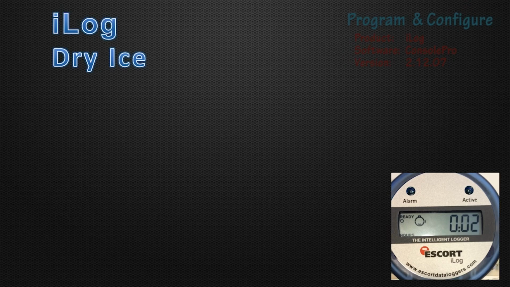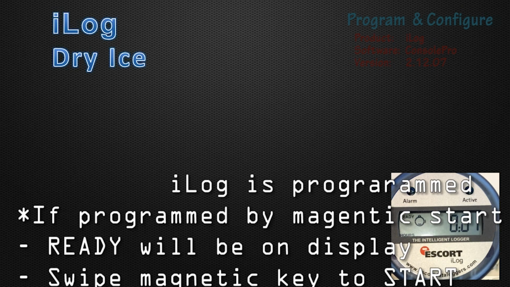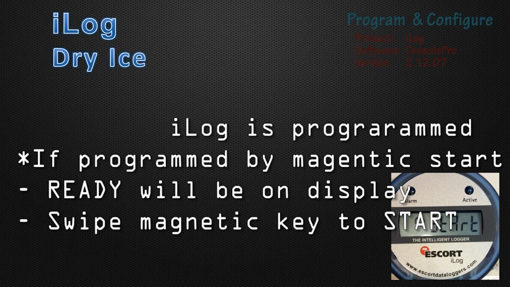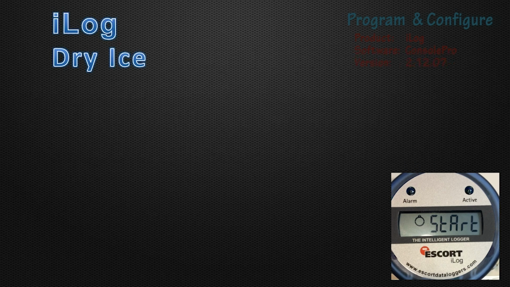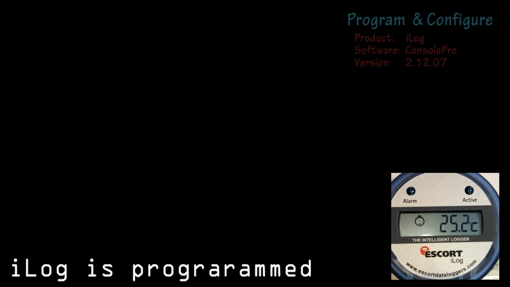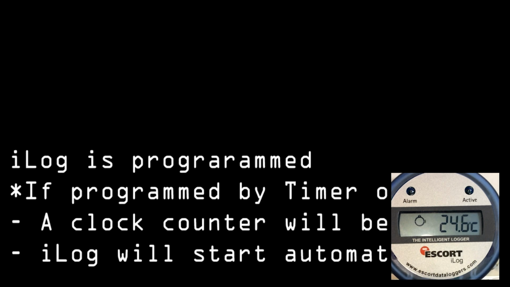If the iLog is programmed with a magnetic start you will see ready just to the left of the iLog symbol on the display, as well as the magnetic icon just below the ready to show the device will require a magnetic start. You will need to swipe the magnetic key to start the iLog by swiping the magnet across the face of the unit just below the LCD.